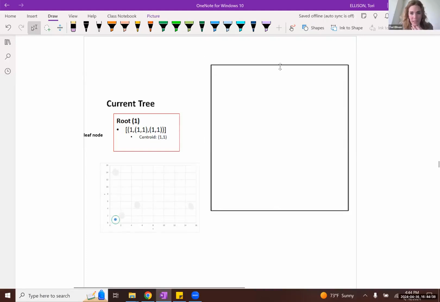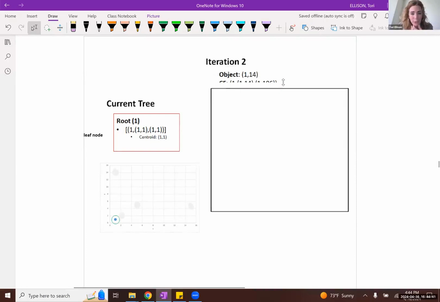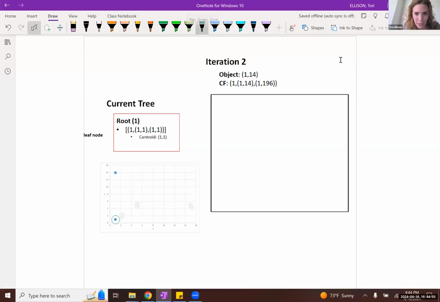So we move on to the next iteration, iteration 2. We'd like to add the second observation in the data set, 1, 14. What we do is we assume, for now, that that observation is by itself in its own singleton cluster.